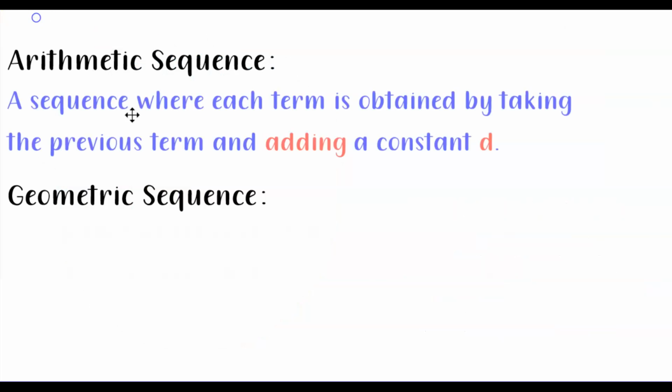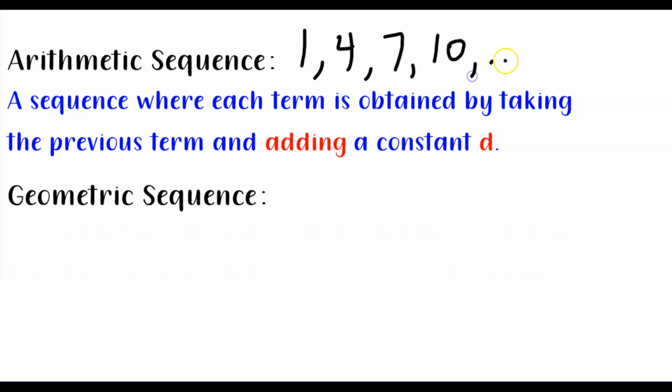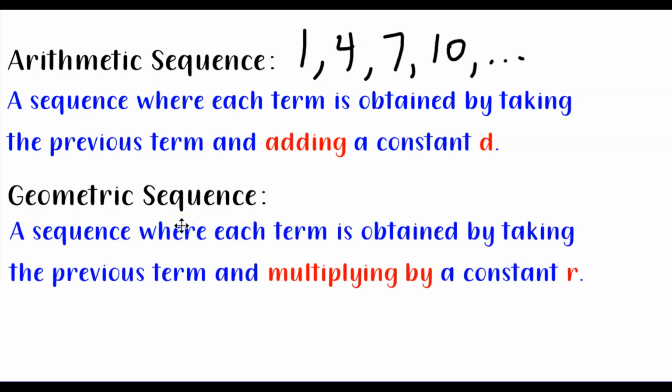Okay, remember that an arithmetic sequence is just a sequence where each term is obtained by taking the previous term and adding a constant d to it. So sequences like 1, add 3 is 4, add 3 is 7, add 3 is 10, and so on. That's an arithmetic sequence. A geometric sequence, on the other hand, is a sequence where each term is obtained by taking the previous term and multiplying by a constant r.